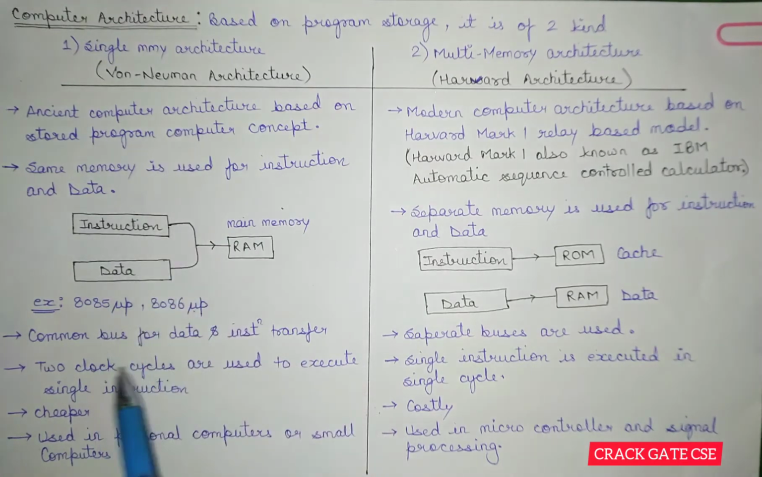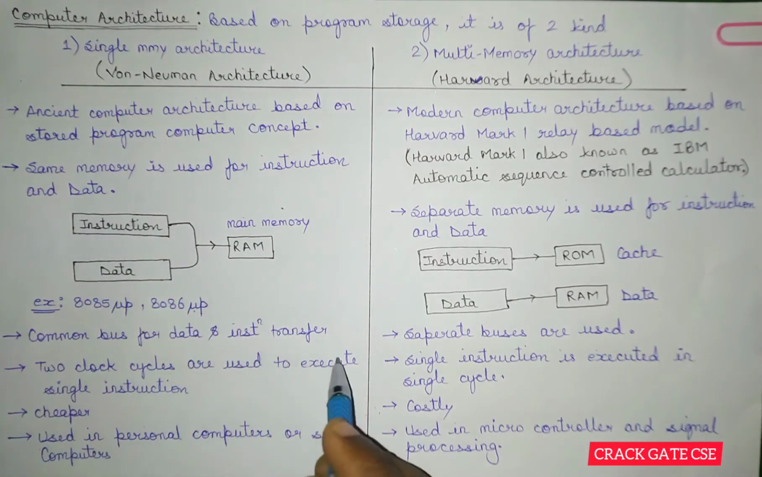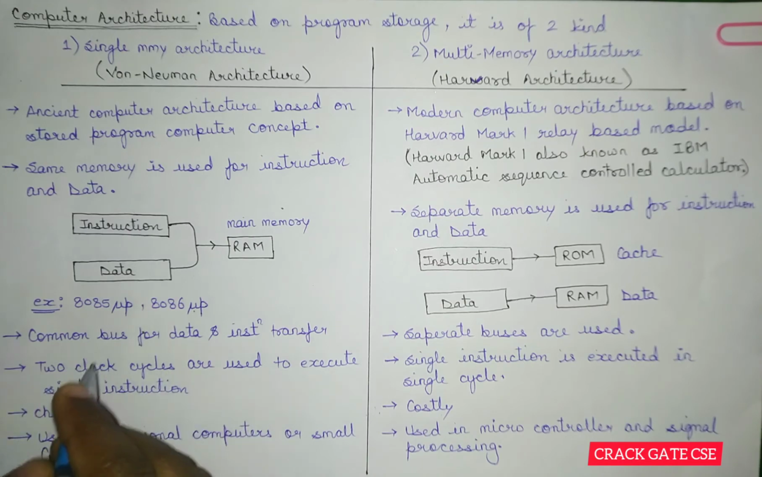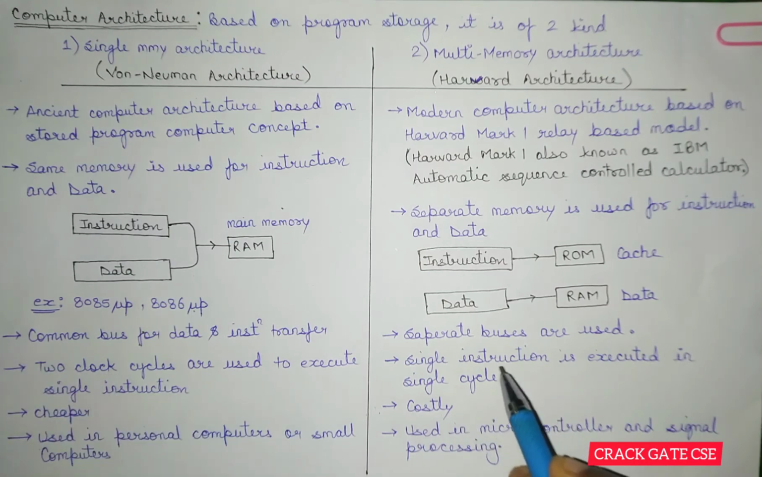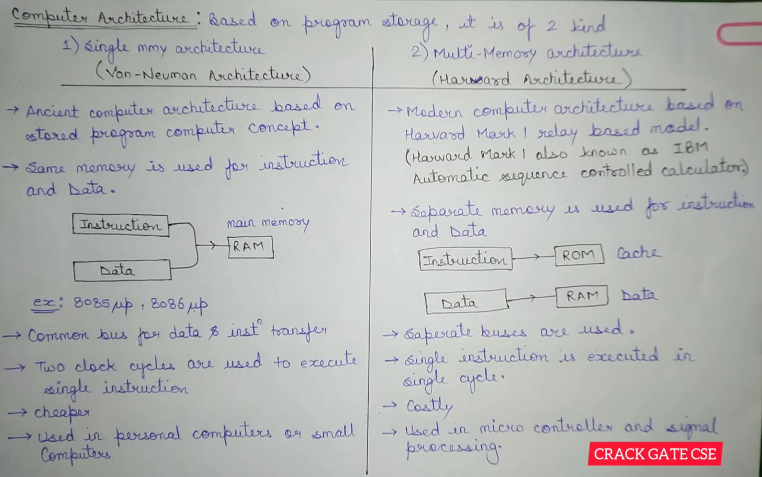So in this particular von Neumann architecture, we are having a common bus for data and instruction transfer. You can consider this bus as a path. So there is a common path for data and instruction transfer, whereas in Harvard architecture we are having separate buses, separate paths for instructions as well as data. So we are having multiple paths over here, and over here we are having a single path.